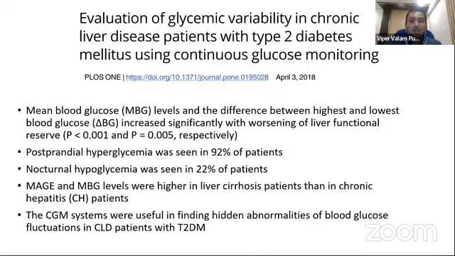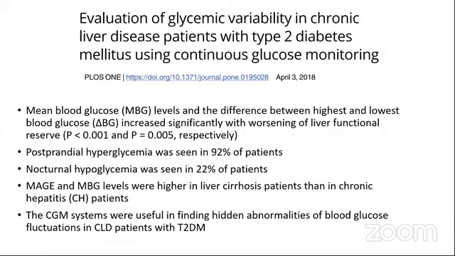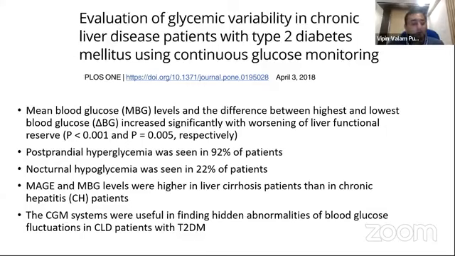So this is a study which has shown the glycemic excursions, or the glycemic variability, in patients with type 2 diabetes mellitus and liver disease using a CGM device. As I discussed, the mean glucose values as well as the delta blood glucose, that is the difference between the highest and lowest values, are significantly higher in patients who have worse liver function. Postprandial hyperglycemia is seen in almost 92% of these patients, and nocturnal hypoglycemia was seen in 22% of the patients. And you can see the mean amplitude of glycemic excursions and mean blood glucose values, all those levels were higher in cirrhosis as compared to chronic hepatitis.